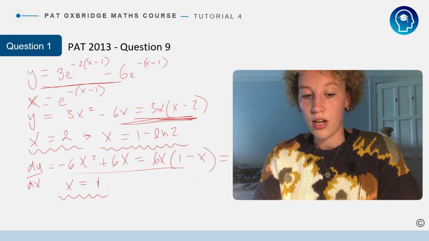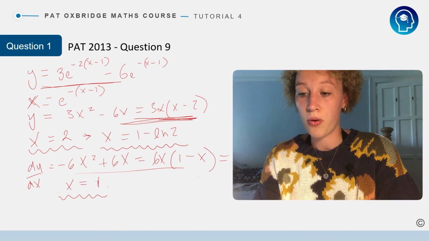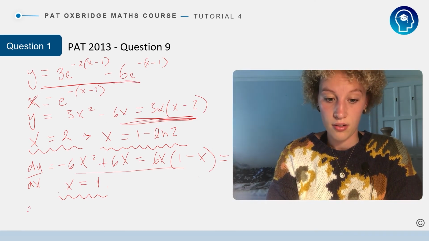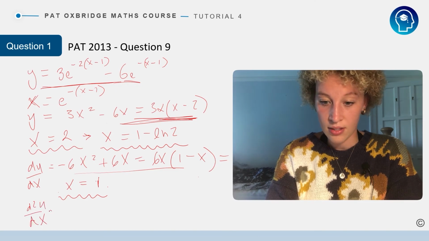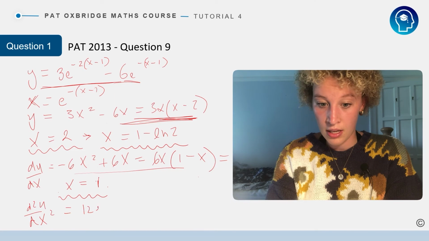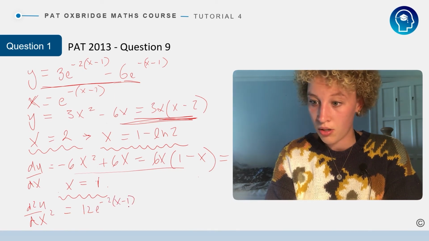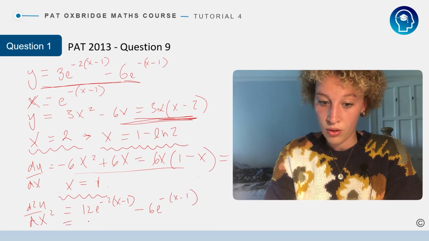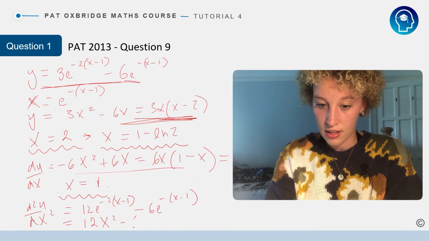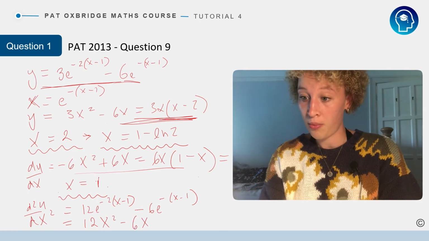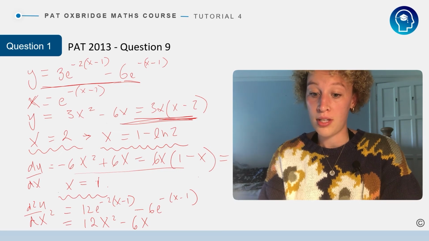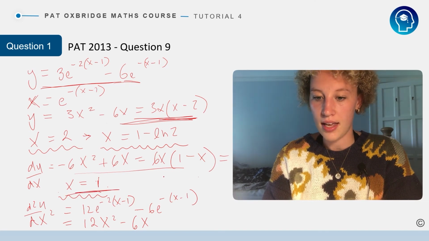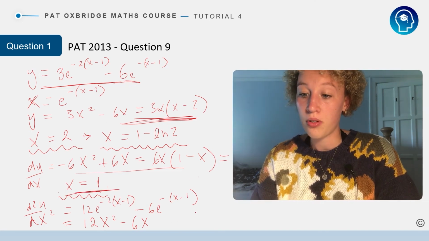Now, to find the nature of this maxima or minima, we then differentiate this expression again, and this would just equal to 12e to the minus 2x minus 1 minus 6e to the minus x minus 1, which is just equivalent to 12X squared minus 6X. And then you can see from this, this is equal to 6 when X is equal to 1. So we just substitute X is equal to 1 back into here. And therefore, this is a minimum point.